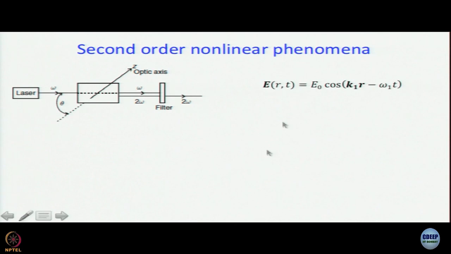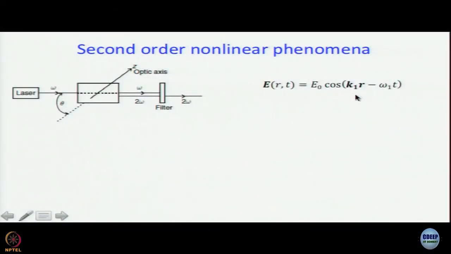Here once again, we proceed with the simple description of the system. The electric field of light is a function of position as well as time. That R that we have written, remember, anything that is in bold is actually a vector. Electric field is a function of position and time, and it is given by E 0 multiplied by cos of k 1 r minus omega 1 t.